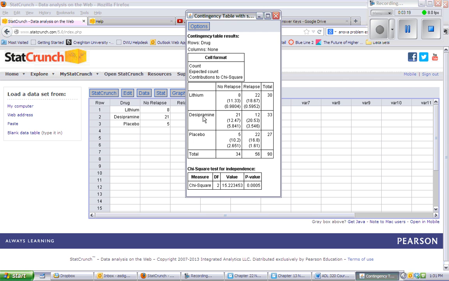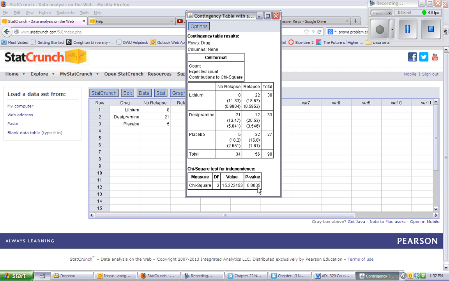Okay. Our largest values there lie, I would say, between the desipramine no relapse and the desipramine relapse. You could also look at the placebo and the desipramine, or the desipramine looks to be obviously higher than the lithium, that type of thing. So obviously this is the area where our highest differences occur, and then we can go from there to determine what those differences are. And that's what our chi-squared contribution tells us.